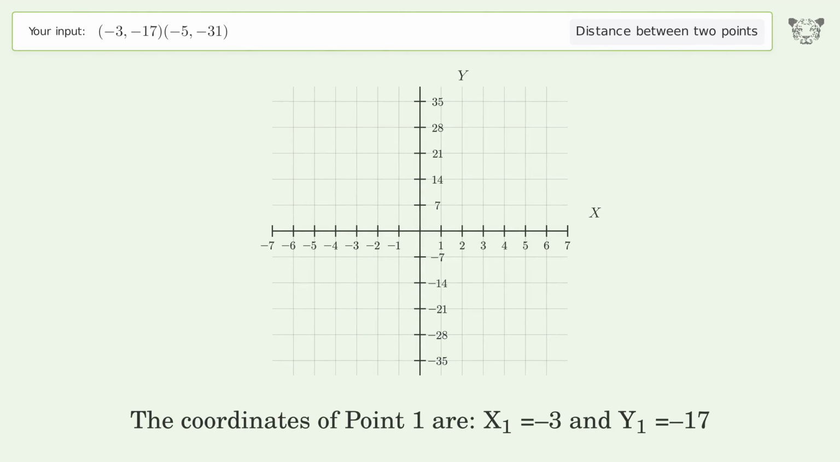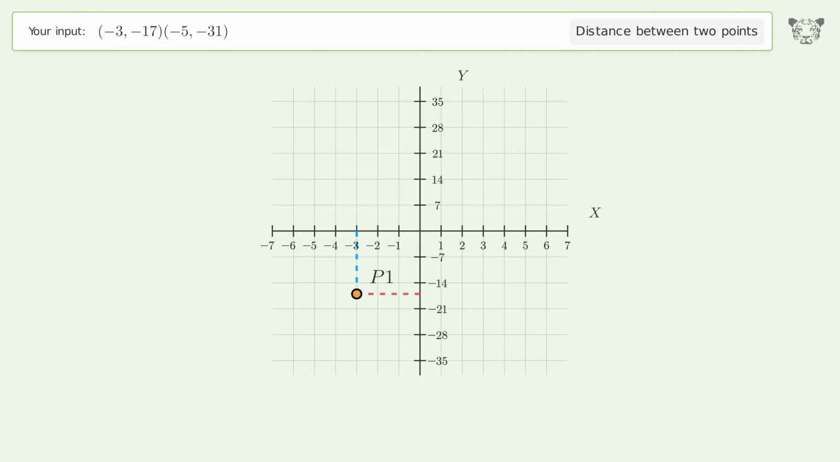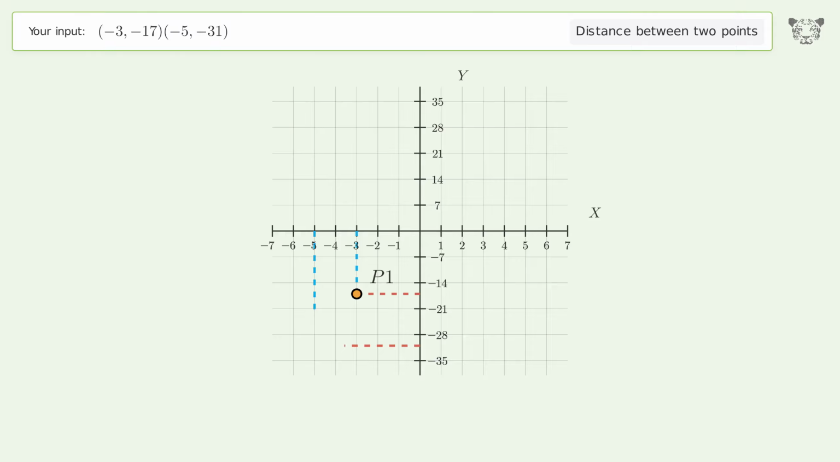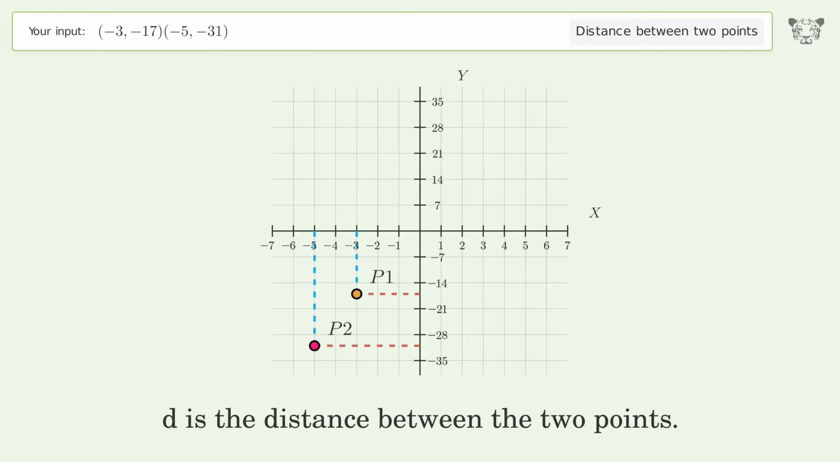The coordinates of point 1 are x1 equals -3 and y1 equals -17. The coordinates of point 2 are x2 equals -5 and y2 equals -31. D is the distance between the 2 points.